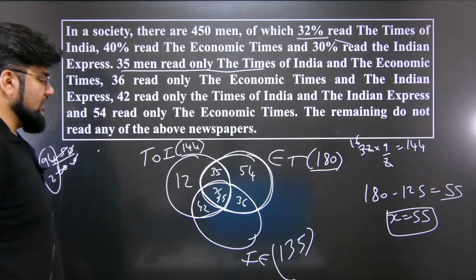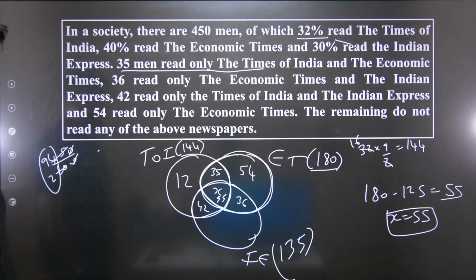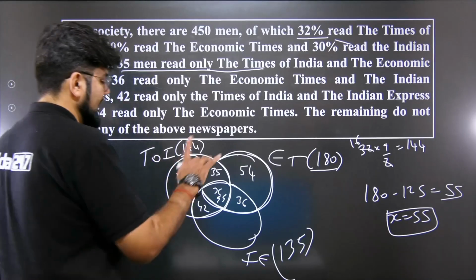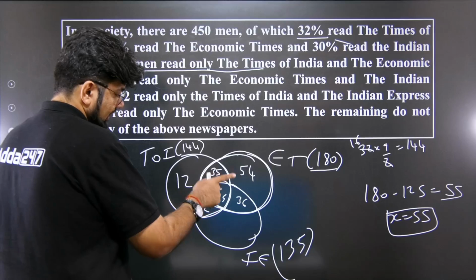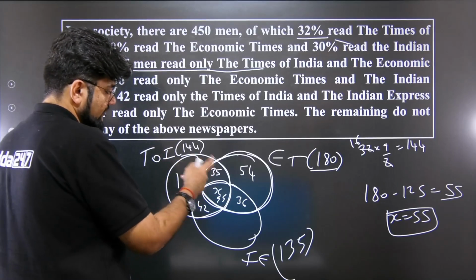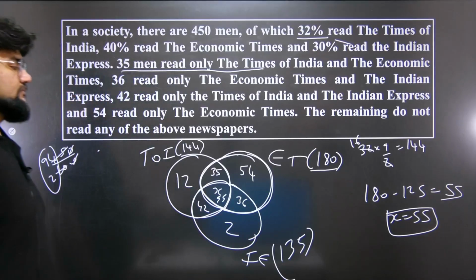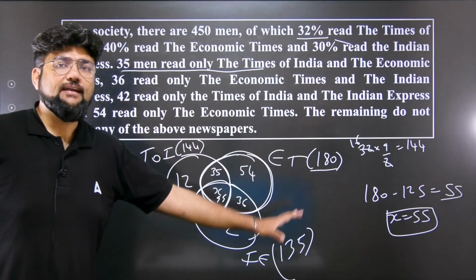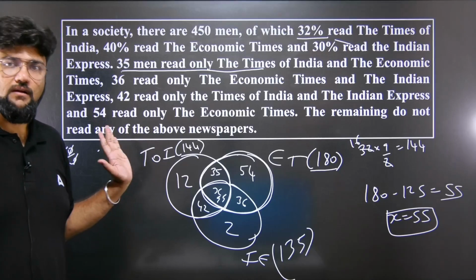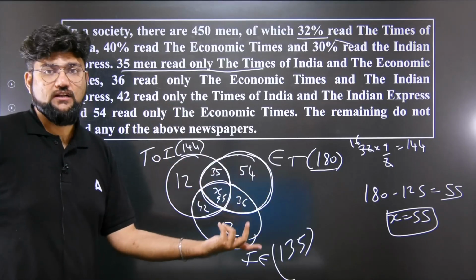Okay, and 42, 55, 36. We'll add these three, so we'll be getting 78. 78 and 50 will give us 128, and 5 is 133, minus 135. So we'll have two people. So this is your complete Venn diagram in front of you now. Done? Based on this Venn diagram, we'll be answering the questions which are coming across.